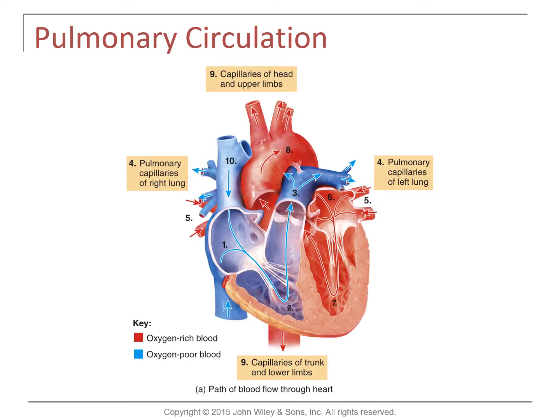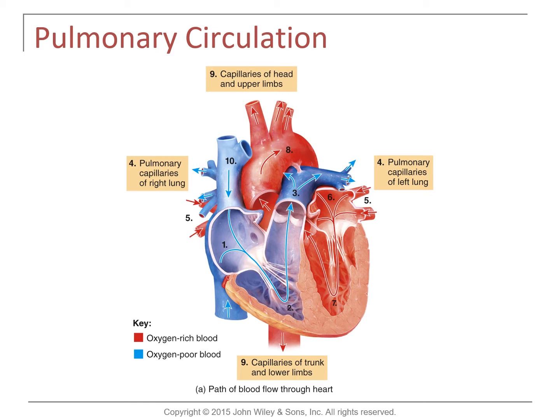Here we have an internal view of the heart and the associated blood vessels that show the path of blood flow through the heart. So again, blood returns to the right atrium via the two vena cava and the coronary sinus. That blood then moves down into the right ventricle, up past the pulmonary valve into the pulmonary trunk, number 3, into the right and left pulmonary arteries that eventually branch into the pulmonary capillaries that allow for gas exchange in the lungs, where carbon dioxide is unloaded and oxygen is loaded into the blood.